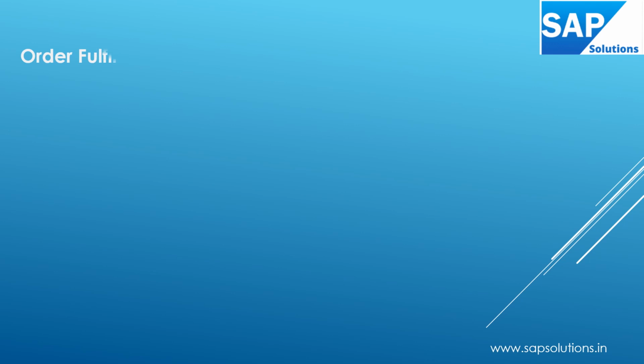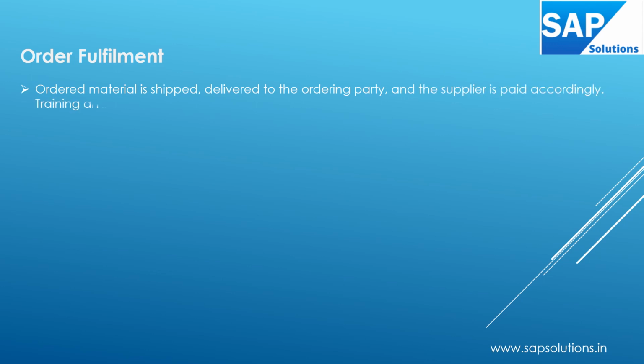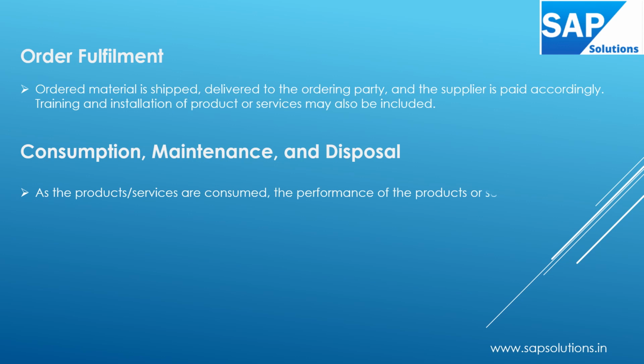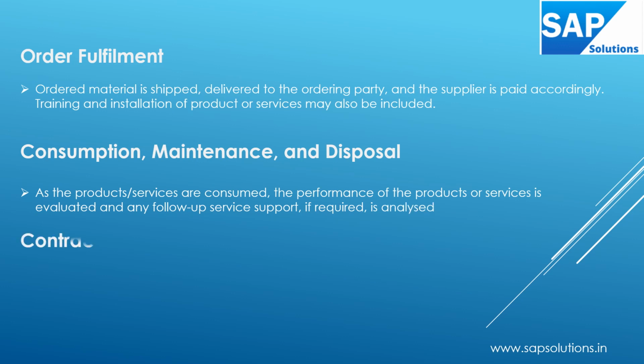Order fulfillment. Ordered material is shipped, delivered to the ordering party, and the supplier is paid accordingly. Training and installation of product or services may also be included. Consumption, maintenance, and disposal. As the products or services are consumed, the performance of the products or services is evaluated and any follow-up service support, if required, is analyzed.